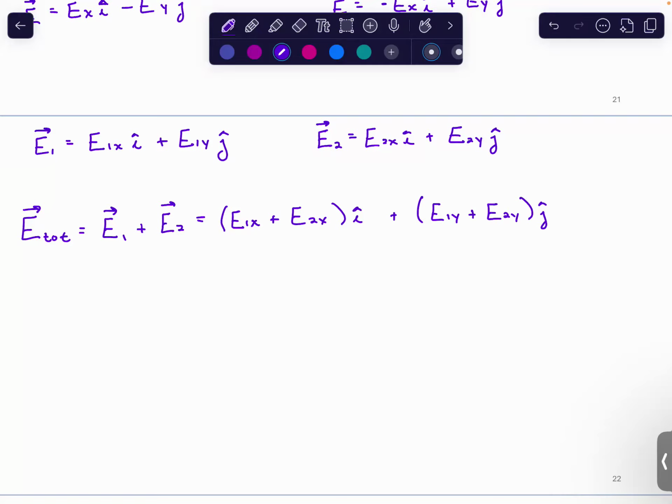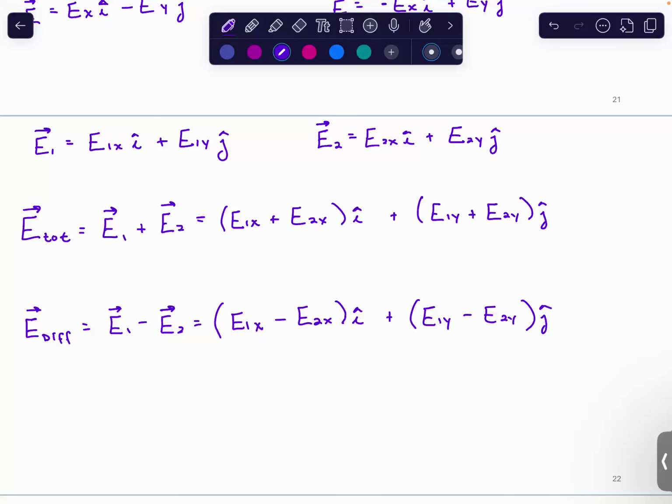What about subtraction? So just like before, now this is going to be E1x minus E2x, and that's going to be your I hat direction. E1y minus E2y, and that's going to be your J hat direction.